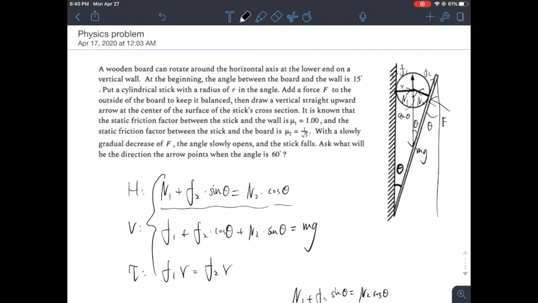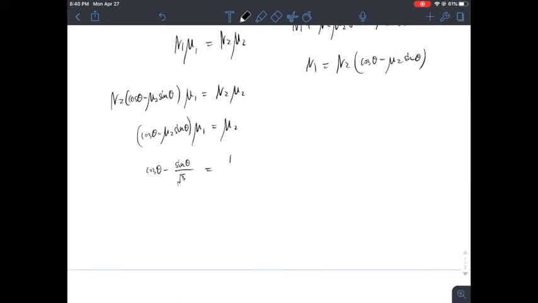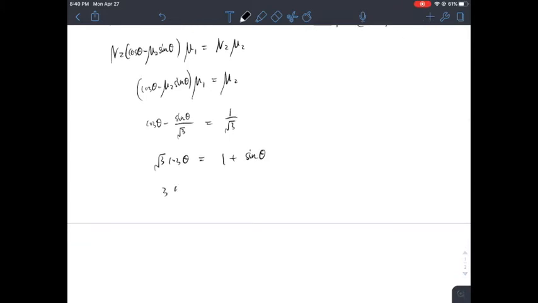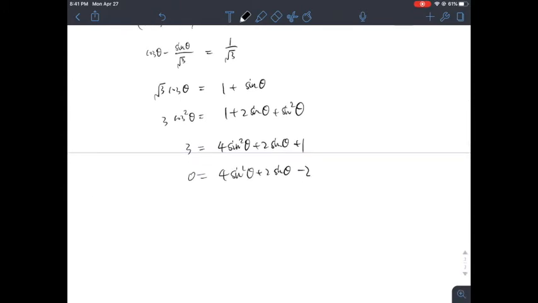Then we know μ1 is equal to 1 and μ2 is equal to 1 over square root of 3. So we have cosine theta minus sine theta divided by square root of 3 equal to 1 over square root of 3. We multiply both sides by square root of 3 and move the sine to the right. Then we square both sides and add 3 sine squared to both sides, so that we can get rid of the cosine. Then we factor, do a little simplification to standard form, and we can solve for sine theta.